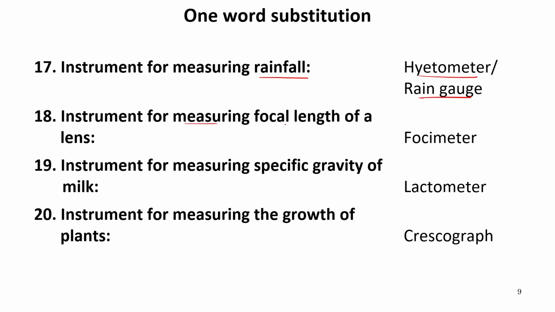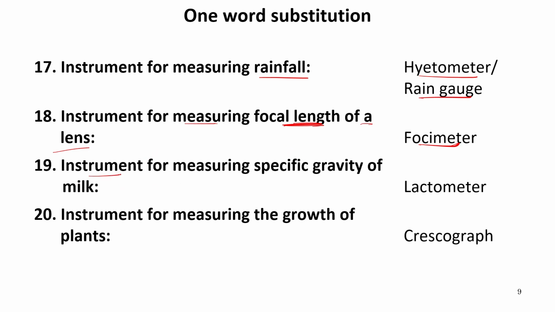Instrument for measuring focal length of a lens. So whenever there is a lens, there is convex lens, concave lens. So in that case, whenever the focal length is calculated, the instrument which is used to calculate this focal length is known as foci-meter. Now let us move to the next one.